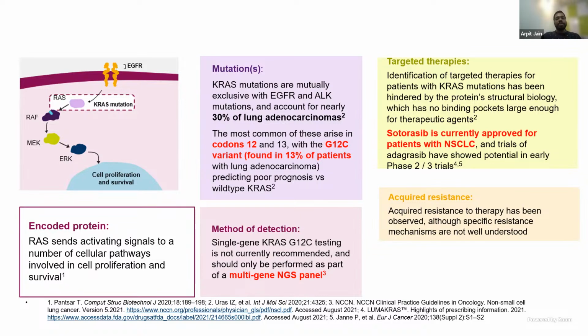In around 13% of such patients, G12C is the most common type of variant, and it needs to be confirmed with a multi-gene NGS panel. So no guidelines recommend single gene based panel testing for KRAS. Altogether, it should be covered in the multi-gene NGS panel. And we have drugs, sotorasib and adagrasib, to target KRAS G12C mutation NSCLC patients.